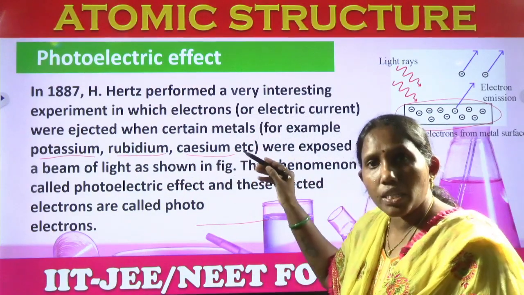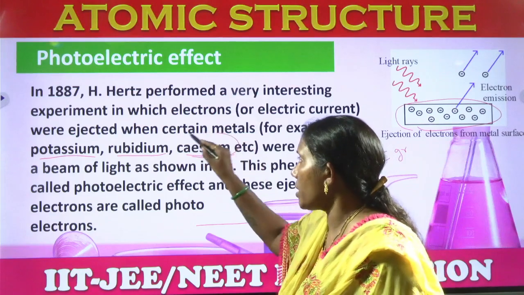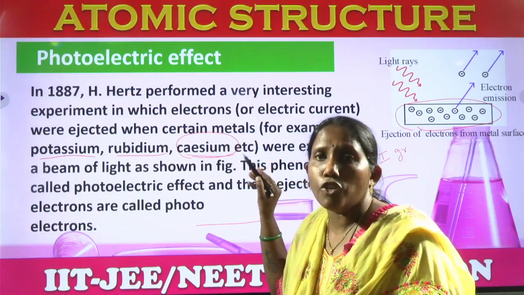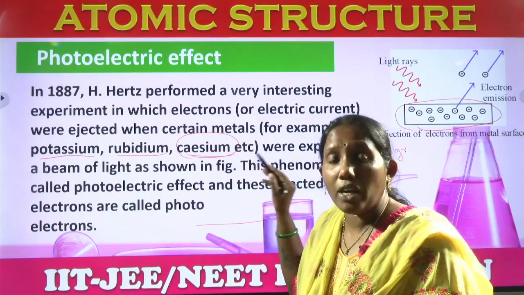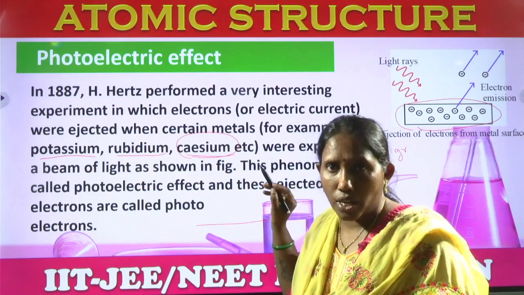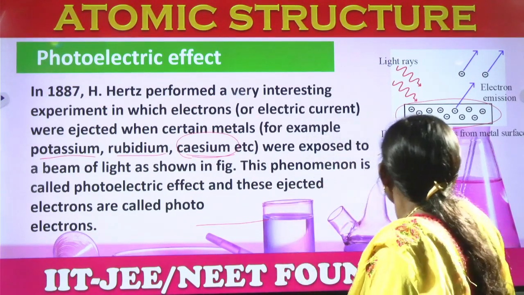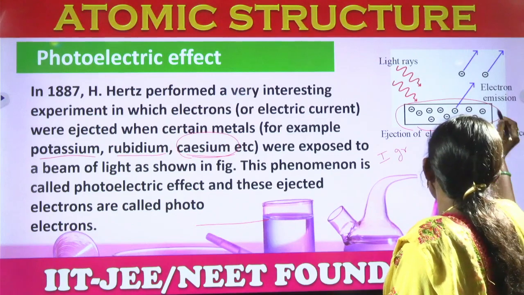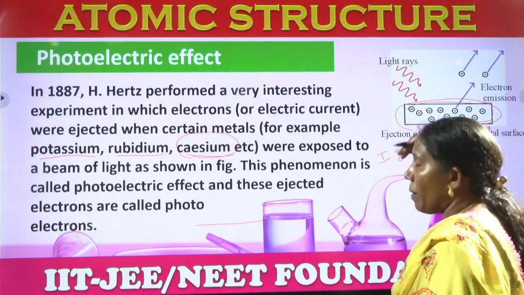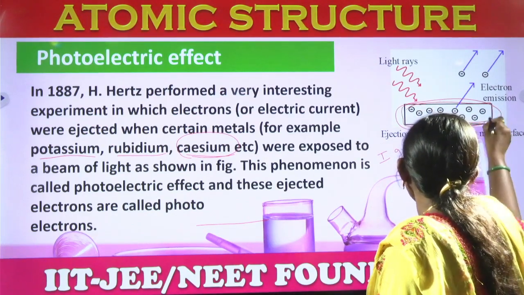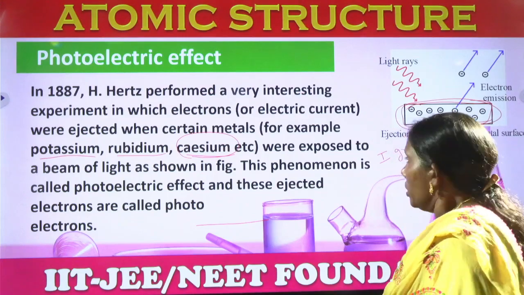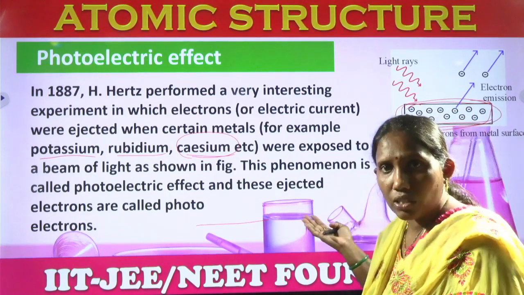Out of these, potassium, rubidium and cesium, cesium is the finest metal to perform the photoelectric effect, okay, because it has the lowest ionization energy. That is the reason. See here, ejection of electrons from the metal surface. If you imagine it is a cesium metal surface, okay, metal is nothing but loss of electrons can take place.